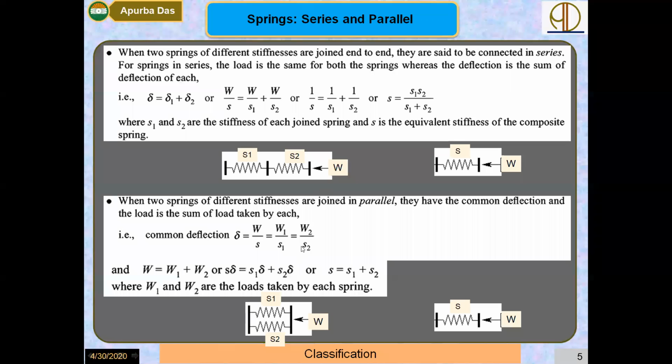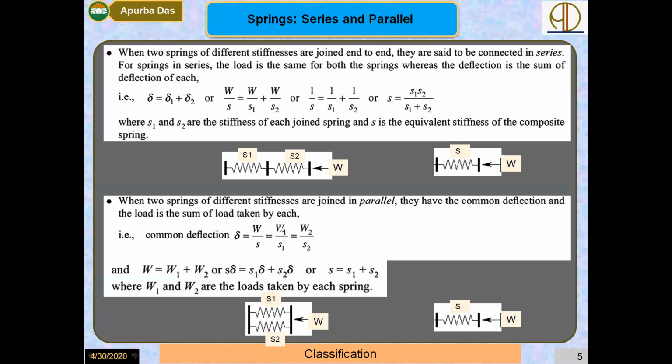Now I will explain what happens when we connect two springs in parallel. So you can see that here two springs are connected in parallel. The first spring stiffness is S1, the second spring stiffness is S2, and load W is acting. So if load W is acting, then the deflection of this spring and the deflection of this spring will be the same. So the common deflection will be equal to total W by the equivalent stiffness S.